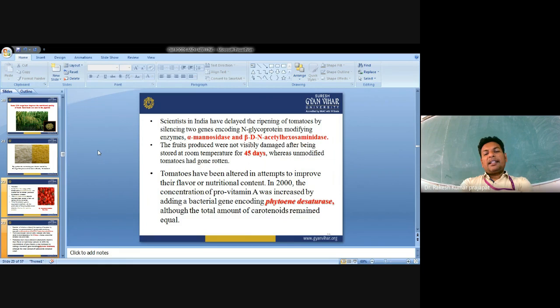Tomatoes have been altered in attempts to improve their flavor and nutritional content. In 2000, the concentration of provitamin A was increased by adding a bacterial gene encoding phytoene desaturase, although the total amount of carotenoids remained equal.